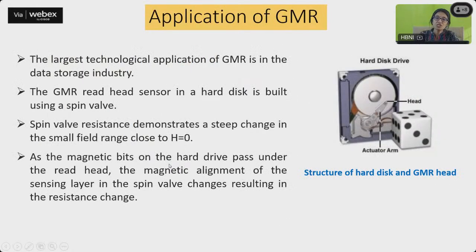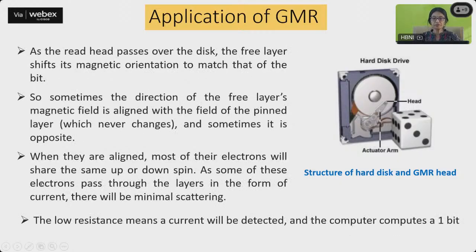So what are the applications of this giant magnetoresistance effect? It is definitely in the data storage industry. The GMR read head sensor in a hard disk is built using this kind of spin valve, and the spin valve resistance demonstrates a steep change in the small field range, which is close to zero. As the magnetic bits on this hard drive pass under the read head, the magnetic alignment of the sensing layer in the spin valve changes, and this results in a resistance change. So this is basically the application of GMR.